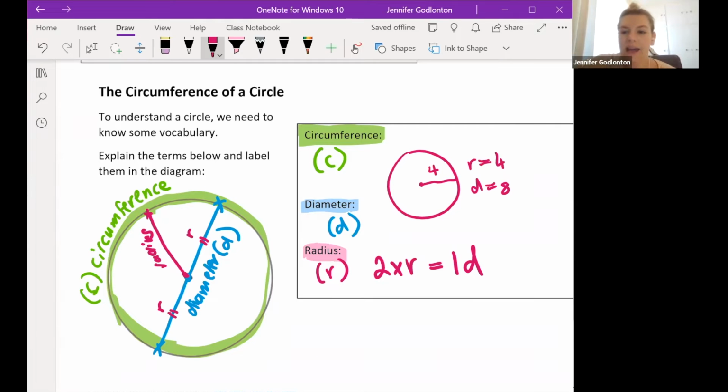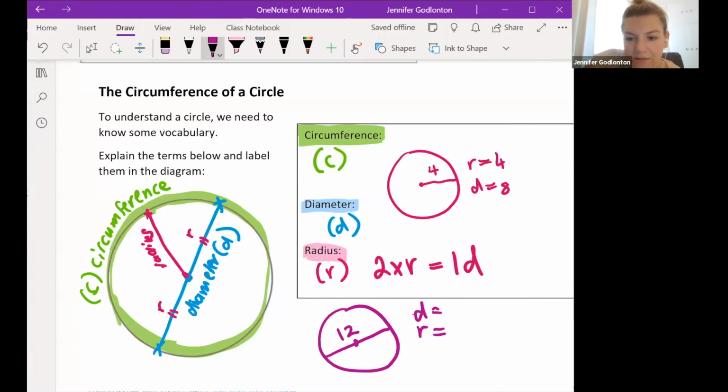If I had a circle, let's draw it in a different color over here, a far less perfect circle. If I had a diameter and my diameter was 12, then what would my radius equal? 6, exactly. So your radius is always going to be half of your diameter, or you can think of it as your diameter being double your radius. Doesn't matter which way you want to think about it.